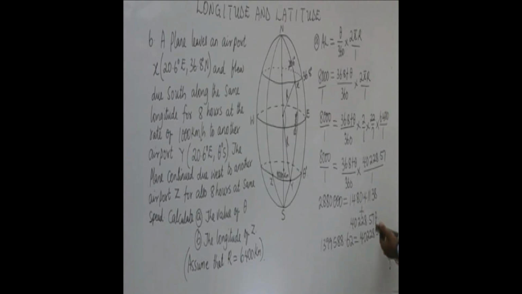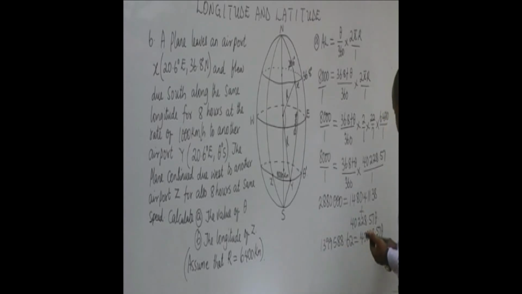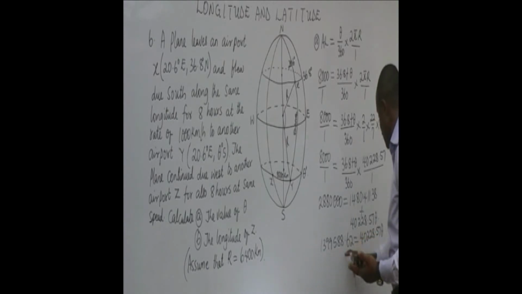Now the value of theta is going to be dividing this by this. That means dividing both sides by 40,228.57. When you do, it will cancel off this and leave you with only theta on the right hand side, and whatever you have by dividing this by it on the left hand side will be the value of theta.